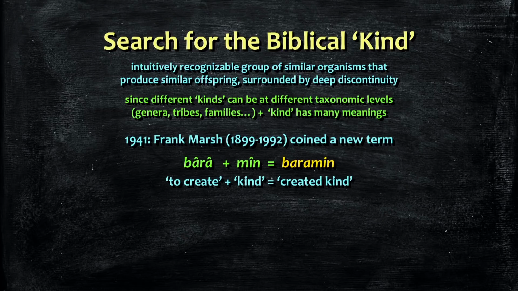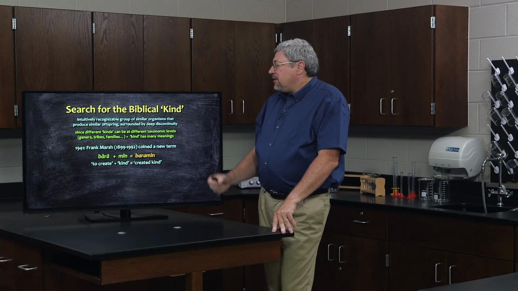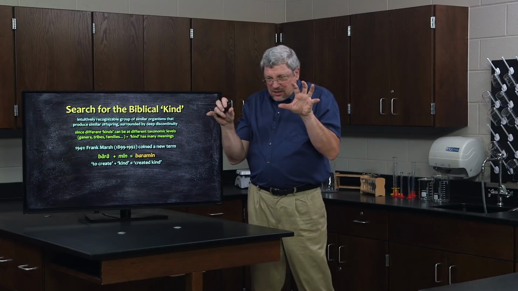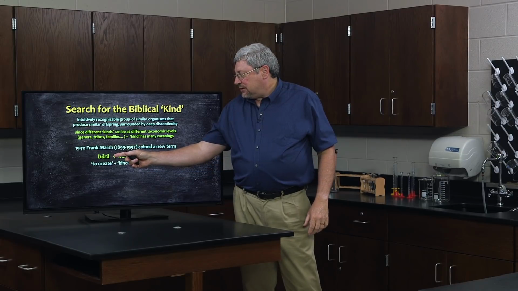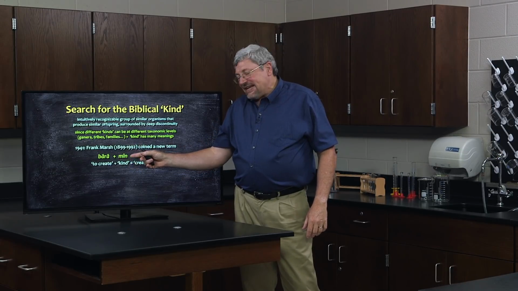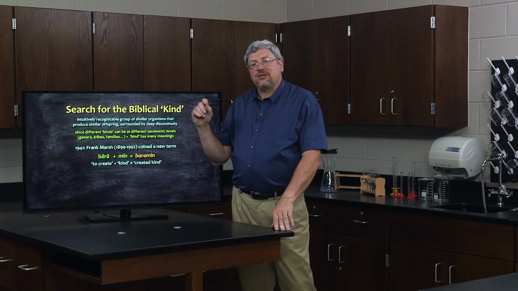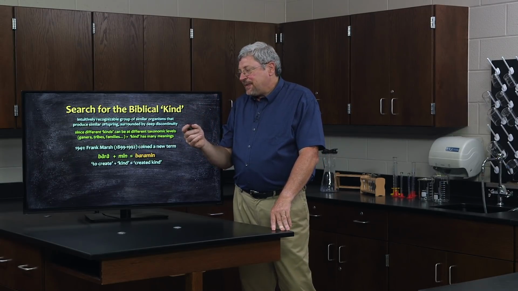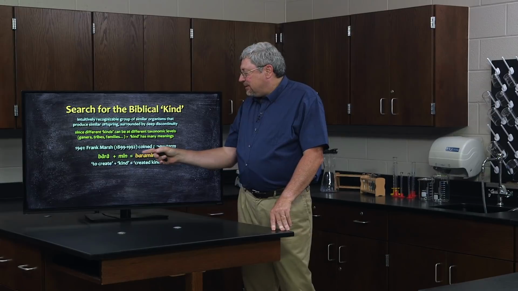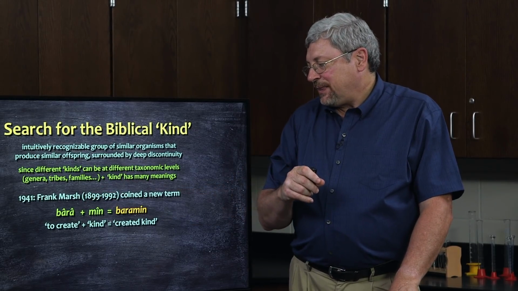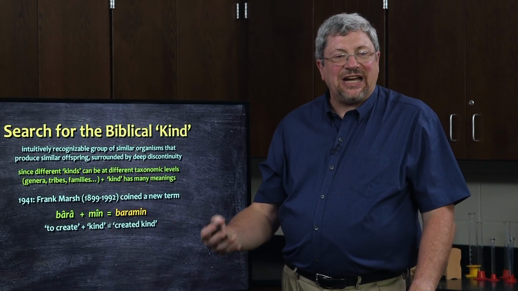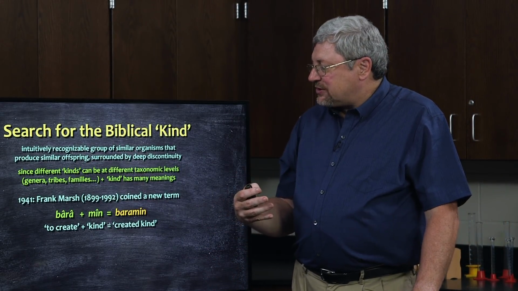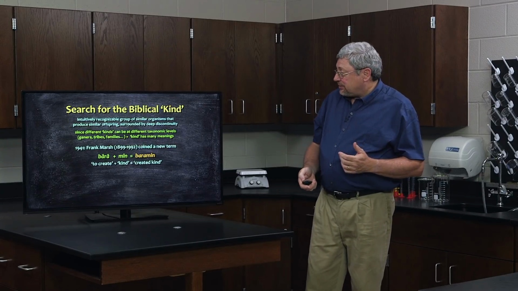It's baramin. Some people pronounce it baramin or baramin. The word is basically two Hebrew words stuck together, bara, which means to create, and min, which I've already referred to as a word that means kind. So put together, baramin means created kind. So a baramin is an official name or title of a group of organisms that is thought to be a biblical kind.